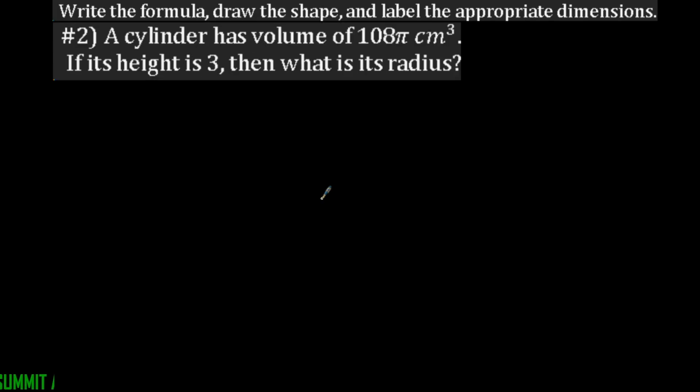In number 2, a cylinder has a volume of 108 pi centimeters cubed. If its height is 3, then what is its radius? So we're given the volume for this one, and we're trying to find the radius. So this is what we're looking for, the radius. What I can do is draw my wonderful cylinder on the side here. I have some of those dashed lines.